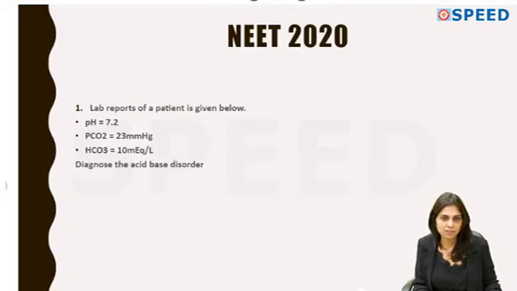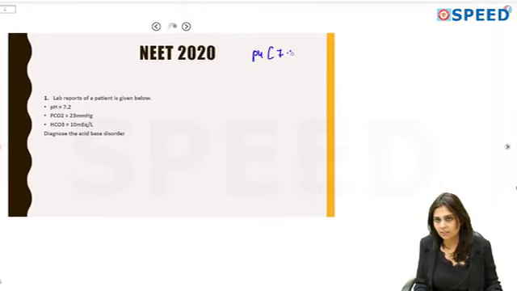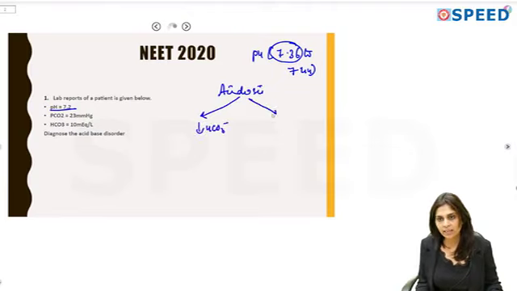Diagnose the acid-base disorder. So whenever you're given such a question, you should begin with pH, right? So what is a normal pH? You know the normal pH is between 7.36 to 7.44. This is normal pH, and what you see here is a low pH. So pH less than 7.36 means it is acidosis, right? And what are the 2 causes of acidosis? Acidosis can be either because of a decrease in bicarbonate or it can be because of an increase in PCO2.